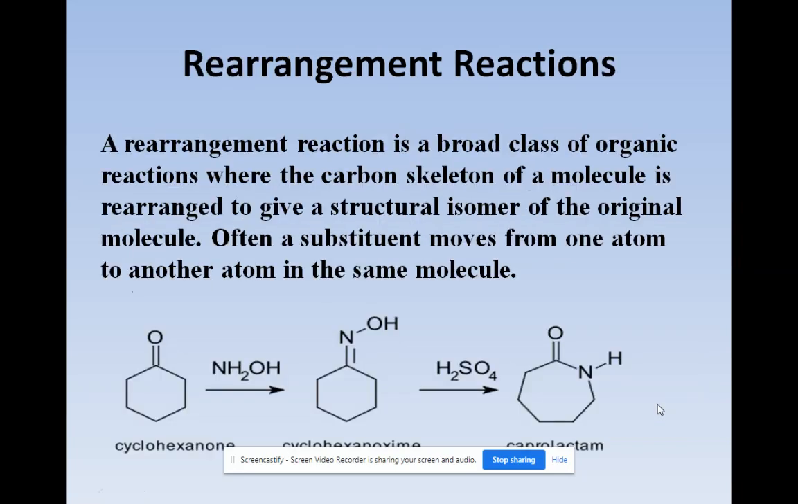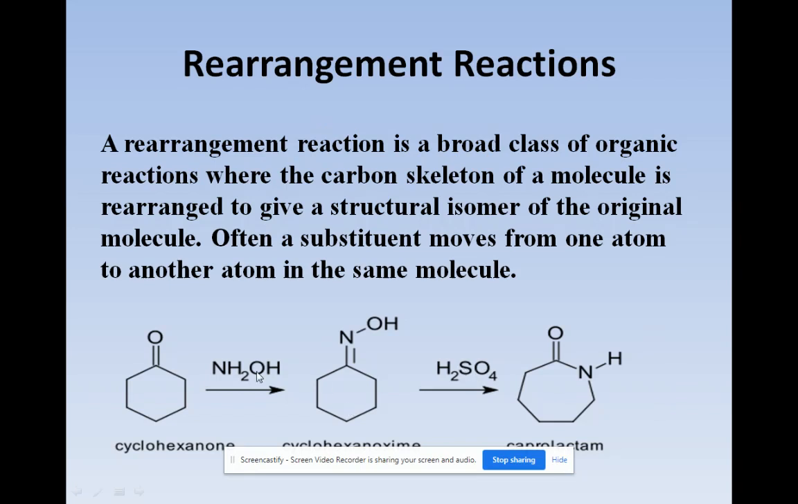The last type of organic reaction is a rearrangement reaction. A rearrangement reaction is a broad class of organic reactions where the carbon skeleton of a molecule is rearranged to give a structural isomer of the original molecule. Often a substituent moves from one atom to another atom in the same molecule. So here you find that a new product is formed when rearrangement takes place, and I have taken this example.